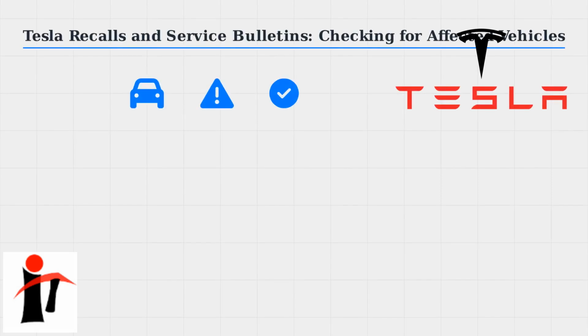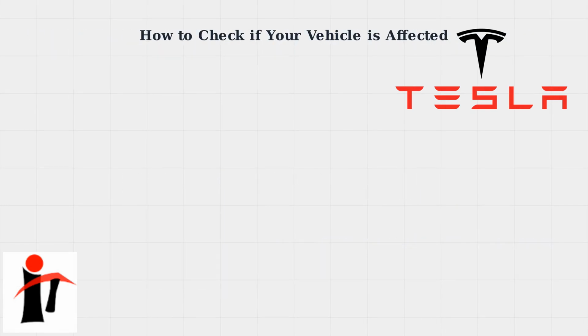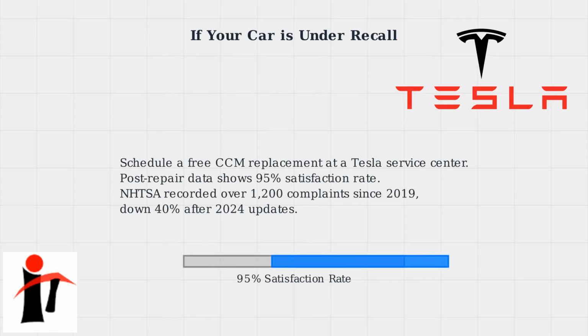Tesla has issued a voluntary recall in late 2024 for certain Model 3 vehicles with faulty climate control modules. This affects approximately 5 to 10% of Model 3 owners, particularly those from 2018 to 2021 production years. To check if your vehicle is affected, enter your VIN on either the Tesla website or the NHTSA website. The recall specifically addresses issues where vent sliders fail to respond properly. If your Model 3 is under recall, schedule a free climate control module replacement at any Tesla service center. Post-repair surveys show a 95% satisfaction rate among affected owners.